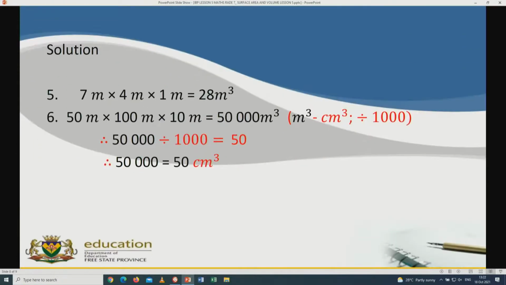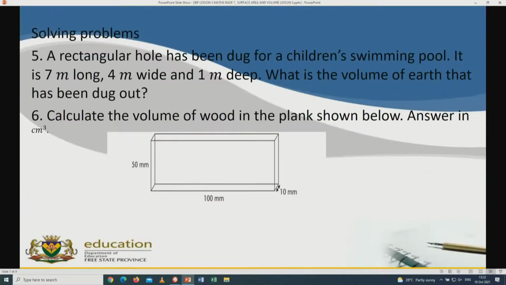It will be 28, but okay, here. But now remember, as I said in the previous lessons, what do you do if we are multiplying and then we have the same basis. I'm looking at the units now. We already know that if we are calculating the volume of a rectangular prism, what will be the unit? It will be what? Here it is calculated in meters. So it will be 28 cubic meters that has been dug out.